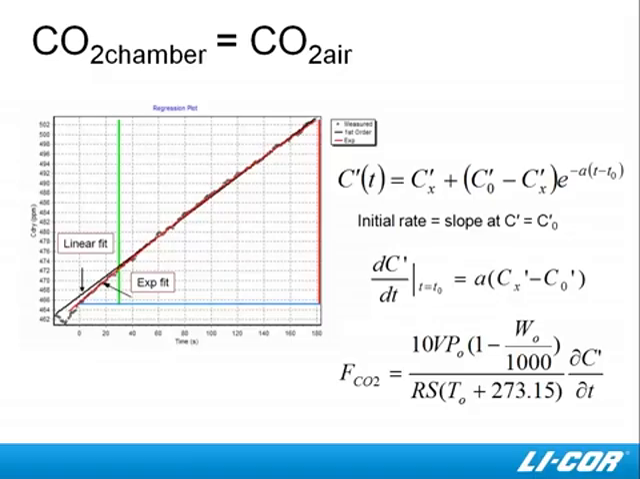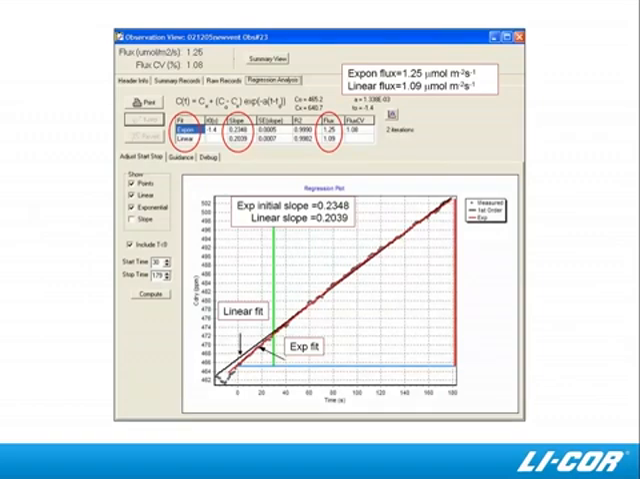inherently exponential in nature. If you were to allow this measurement to go on for a longer period of time, eventually the curve is going to even asymptote at the top because the chamber's CO2 concentration is going to come into equilibrium with that of the soil atmosphere.